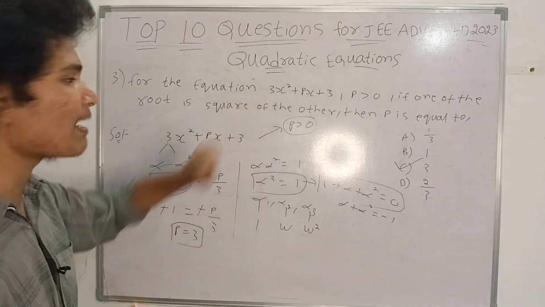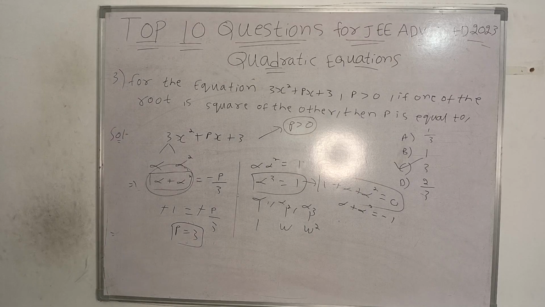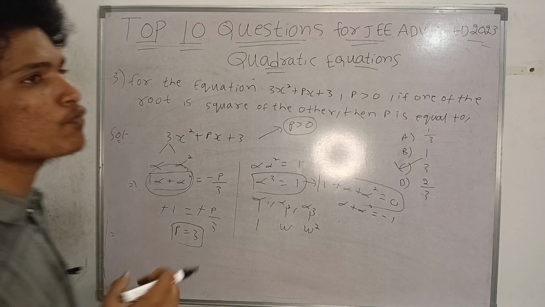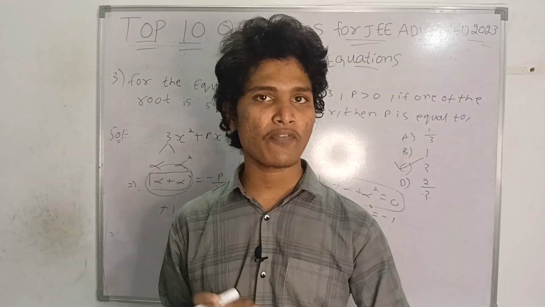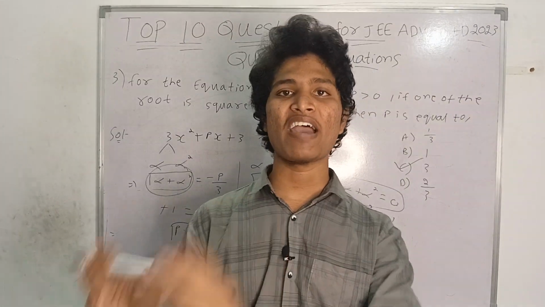We have to simply write the complete equation and check what conditions we can apply. Here, what are the conditions I applied? I applied the sum of the roots concept and the product of roots concept, and the given one root is the square of the other root.